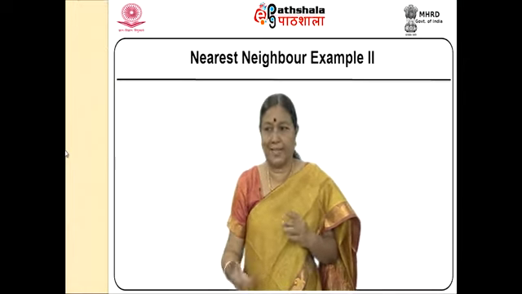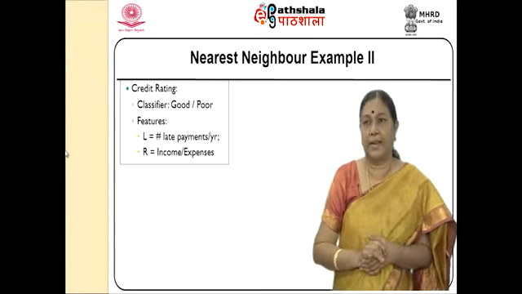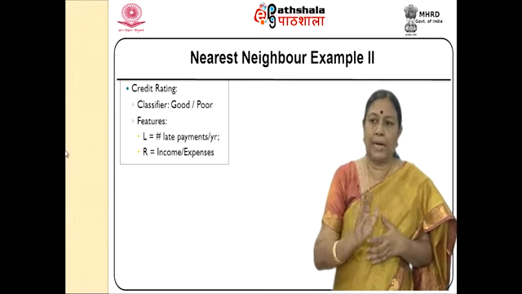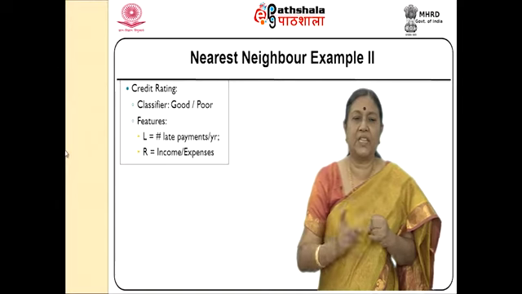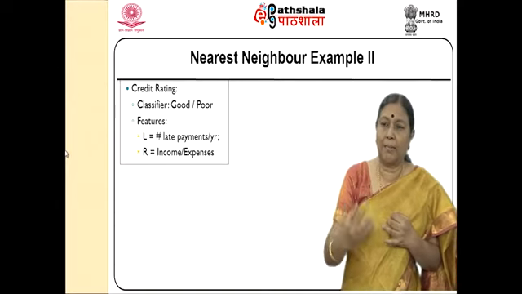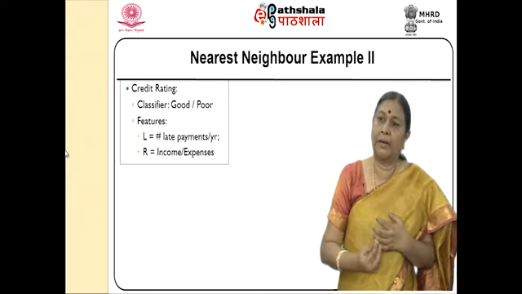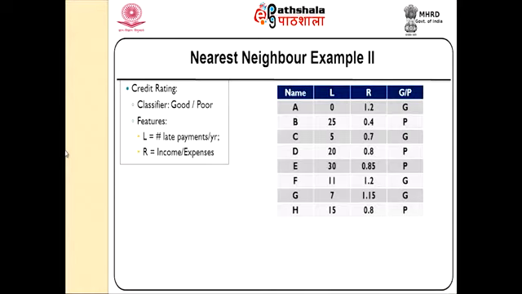Okay. Now, let us look at another example. That was the moving of a robot arm. So, now let us look at another example, which is credit rating. This is a simple example of a credit rating. You have a classifier, you want to look at a person and find out whether his credit rating is good or poor. So, the features you are going to consider are the number of late payments that particular person has made per year, and the person's income or expenses. Okay. So, this is the information we are going to use. So, here we have some instances A, B, C, D, H, and then you have L, that is the late payments per year, and you have the rating, which is income divided by expenses, the ratio.